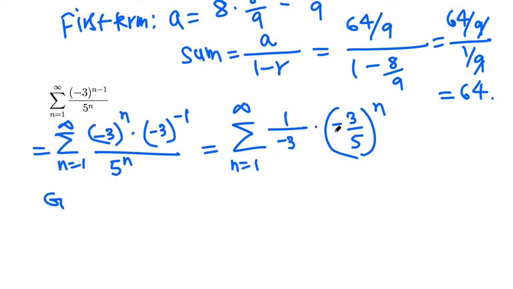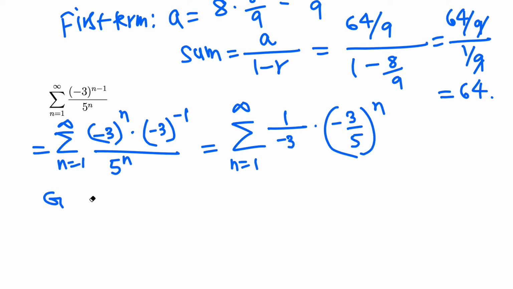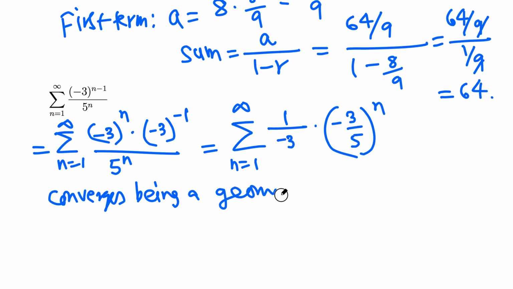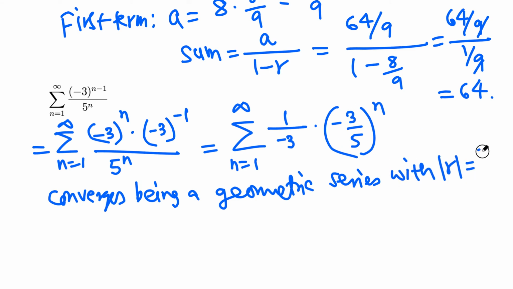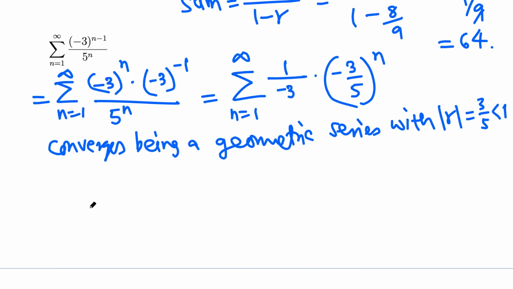So what is the absolute value of negative 3 over 5? 3 over 5, which is less than 1. So this series also converges. So we can say it converges, being a geometric series with absolute value of r. When we find the absolute value of r, that's 3 over 5, less than 1. Okay, now we can find the sum.